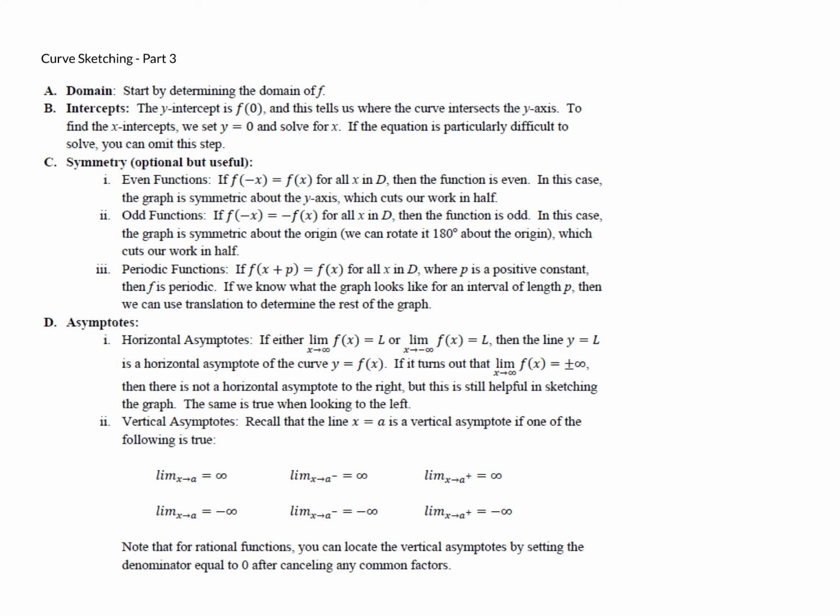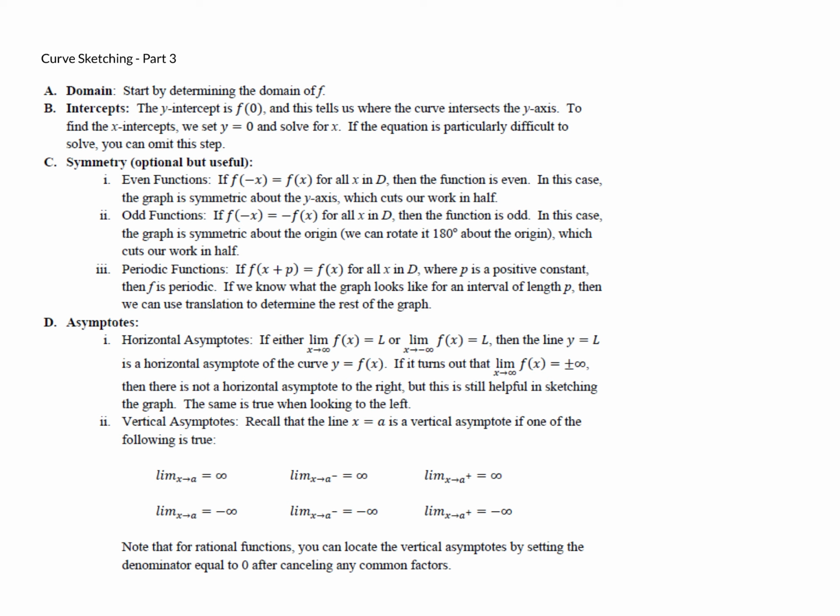All right, the third step is optional but useful. We should check and see if the function has any sort of symmetry. Even functions are functions where f of negative x is equal to f of x for all x in the domain. If that's the case, the function is even, and that means that the graph is symmetric about the y-axis. And that cuts our work in half. We only have to look at one side, and then automatically we get a reflection on the other side.